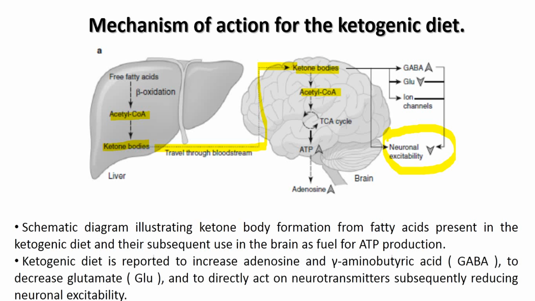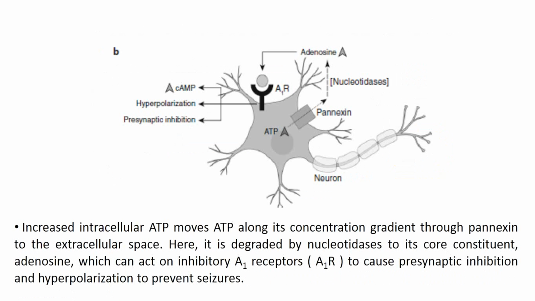You also have increased intracellular ATP. Increased intracellular ATP moves along its concentration gradient through pannexin to the extracellular space. Here it is degraded by nucleotidases to its core constituent adenosine, and adenosine can act on the inhibitory A1 receptor. Already we have seen the adenosine A1 receptor cause presynaptic inhibition, and in epilepsy lots of activation takes place. We literally want presynaptic inhibition. Once presynaptic inhibition takes place, associated with hyperpolarization, this will prevent seizures and protect us against epileptic seizures. That is the role of diets.